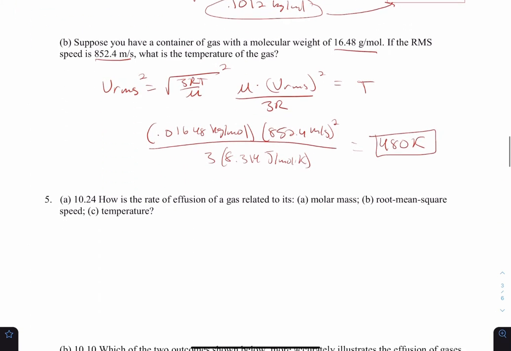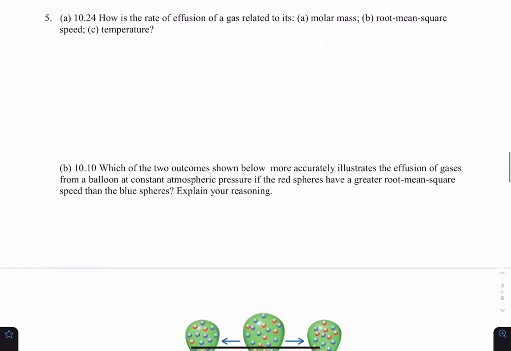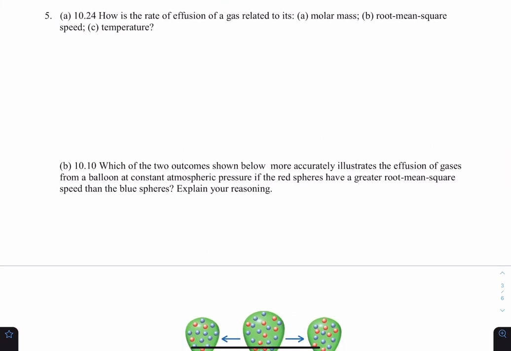All right. Number 5 says, how is the rate of effusion of a gas related to its A, molar mass, B, root mean square speed, and C, temperature? Now, don't get confused. The rate of effusion, all that means is, let's say we have a balloon, and I've got some gas particles in here.